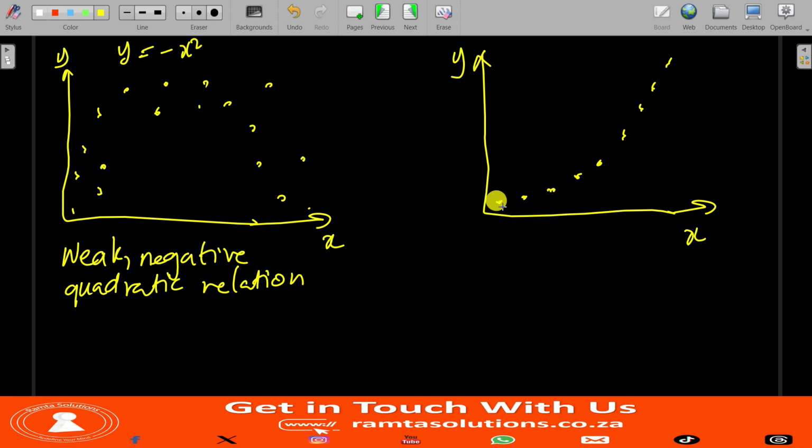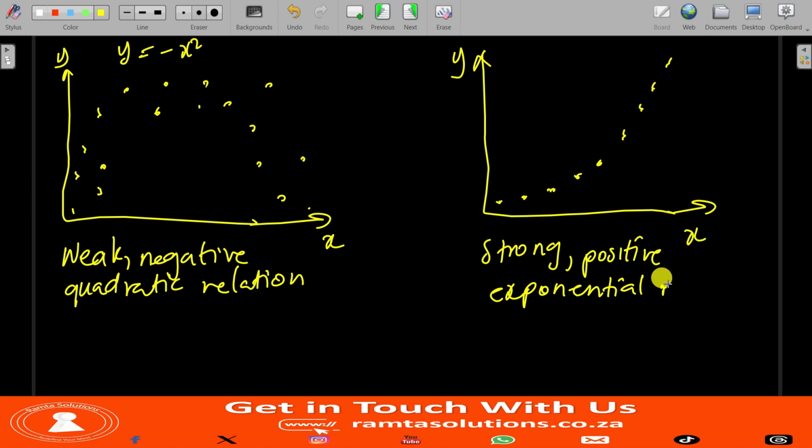Now, are the points strictly, shouldn't say uniformly, are they conforming to a function? Perfectly so, right? So yes, therefore we'll say it's a strong positive exponential relationship, right? This we can say. It's a strong positive relationship, okay?